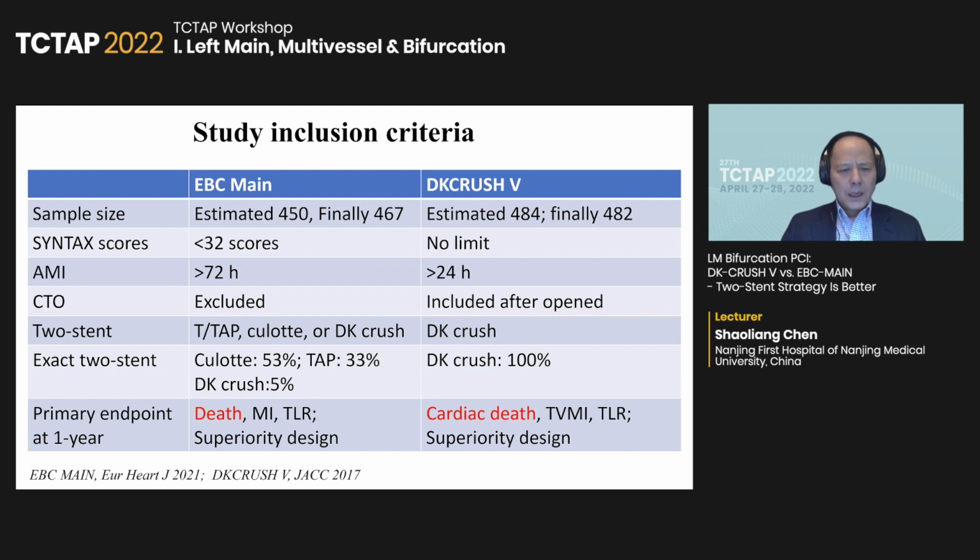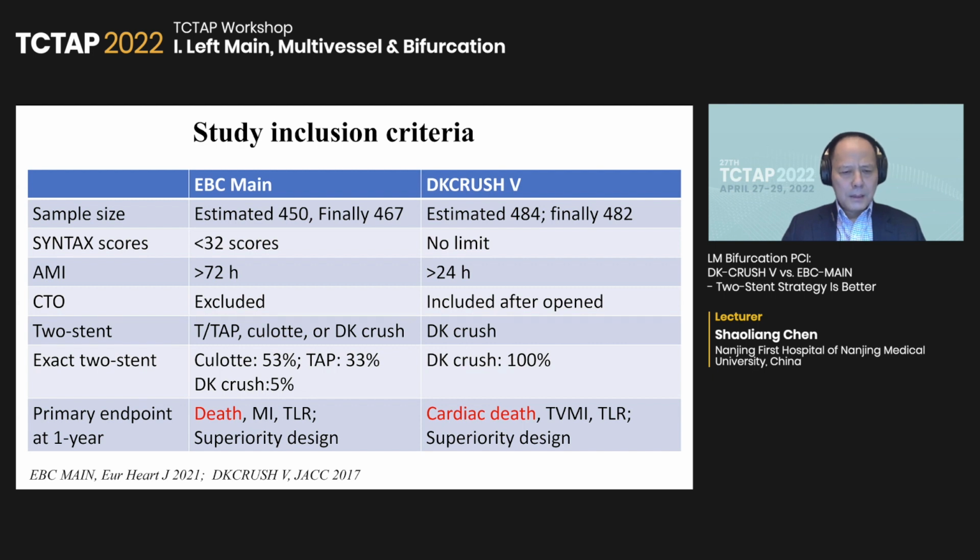Also, MI younger than 72 hours and any CTO lesion in any vessels were excluded from EBC MAIN, but MI older than 24 hours and also any CTO after successful recanalization were included in our DK CRUSH-V study according to the study protocol. The 2-stent group from EBC MAIN included TAP, culotte, or DK crush. But in DK CRUSH-V, the DK crush was the only 2-stent technique allowed.